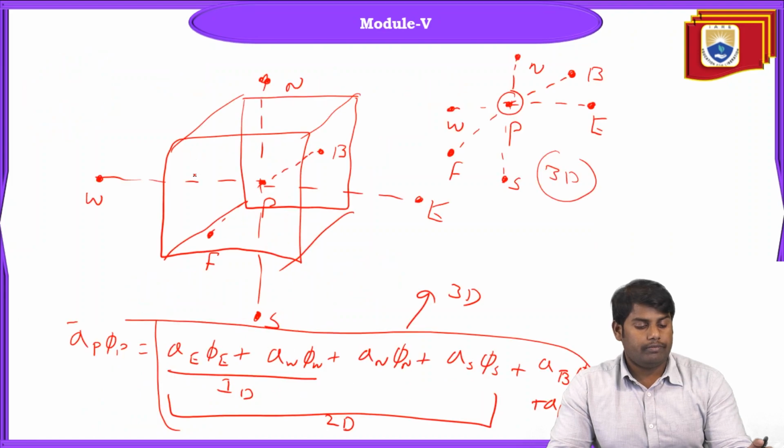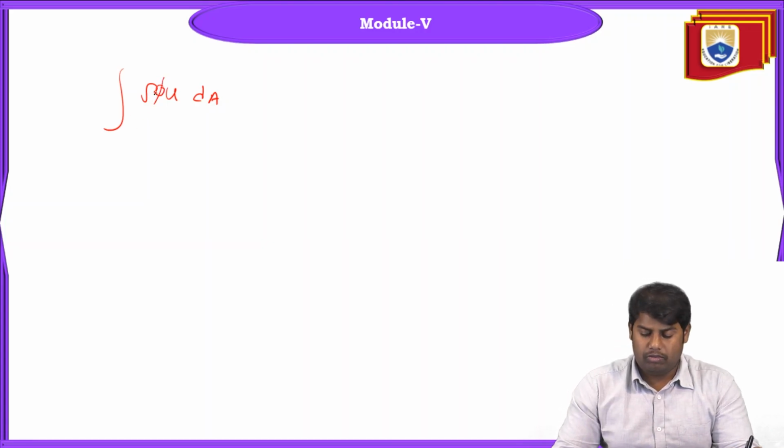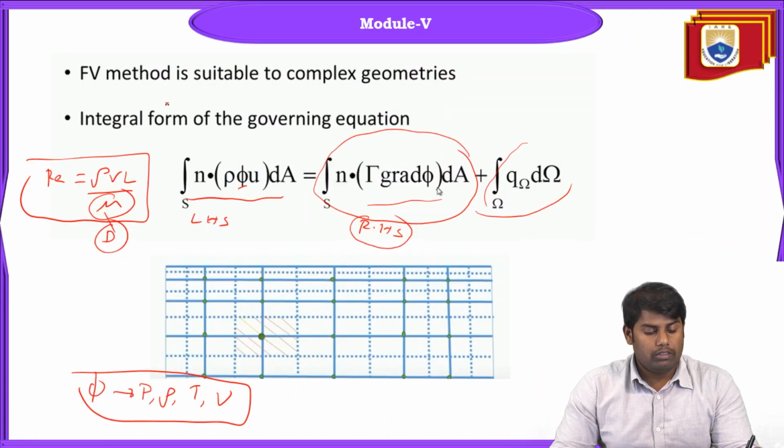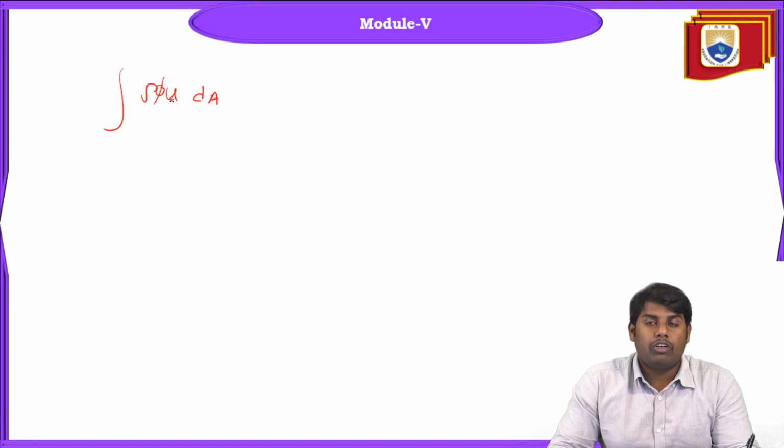So what do we have? It's like rho u dA, integration, let's say. We can take it as phi. So this is what we have. You can see rho u phi dA. So if you take this unit vector n, that will give the direction. So this surface integral, this is what we have.